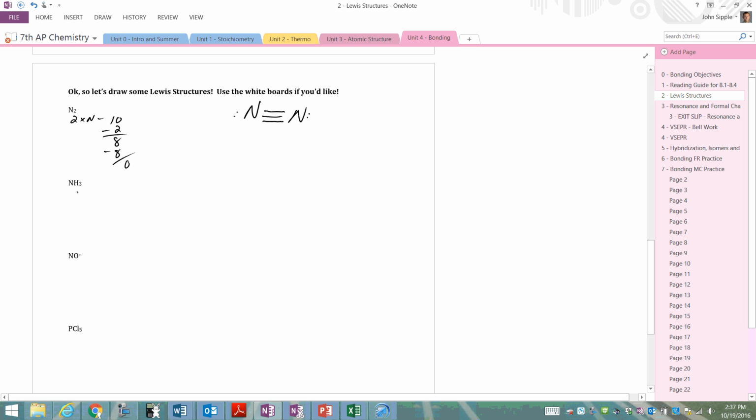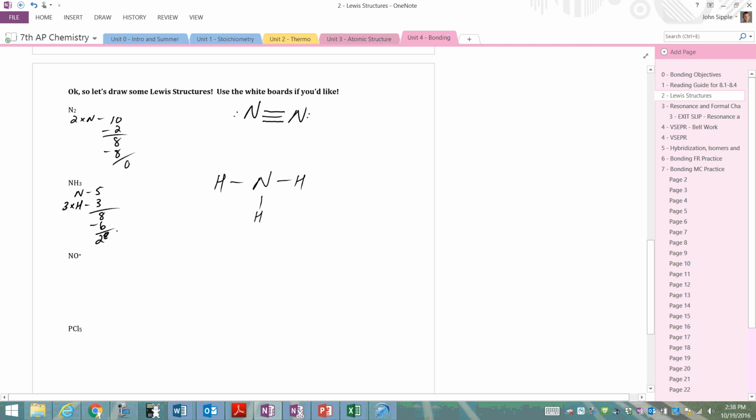We have 1 nitrogen. It's got 5 electrons. 3 times hydrogen, it's another 3. So we got a total of 8 electrons. Okay. Nitrogen in the middle, surrounded by hydrogens. We'll bond those guys together. So we just use 6 electrons. So we got 2 left over.